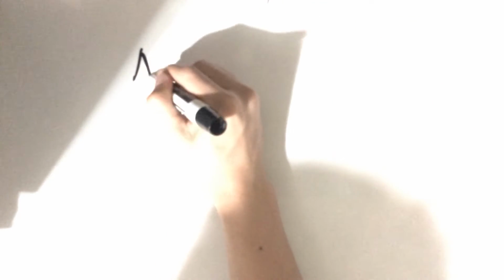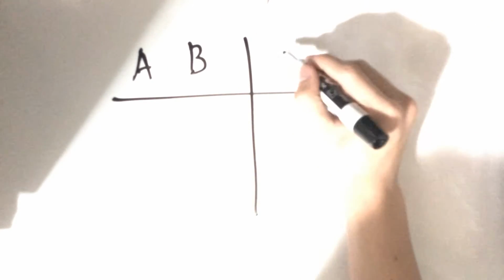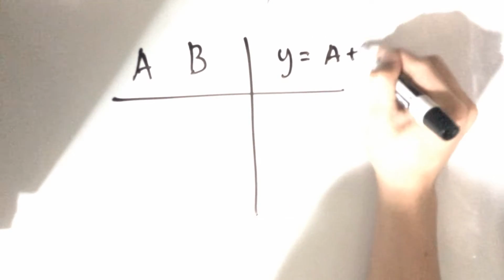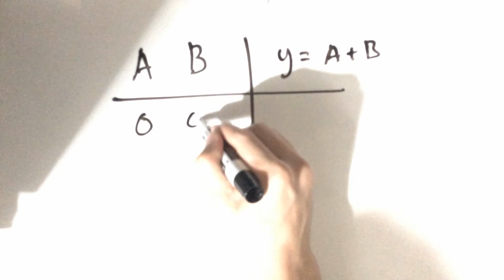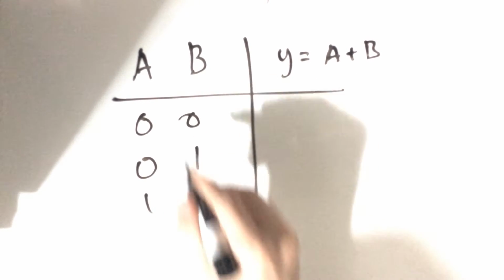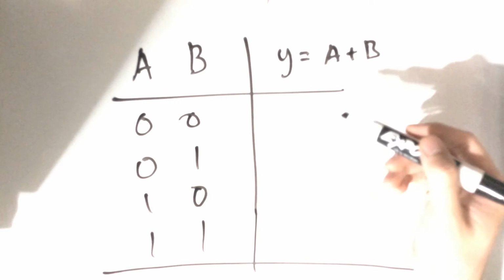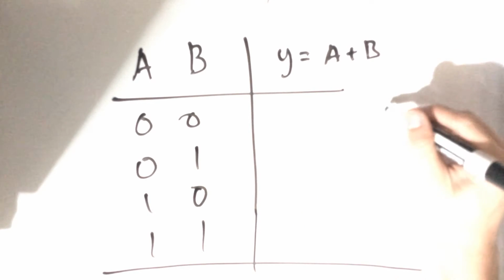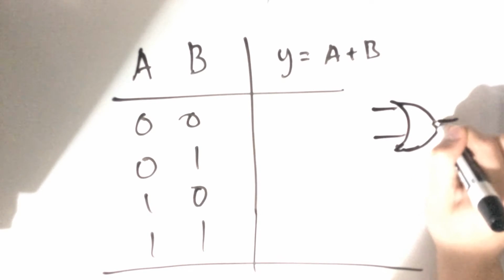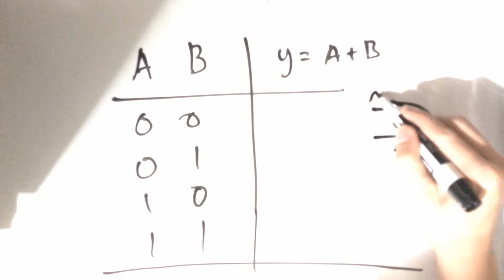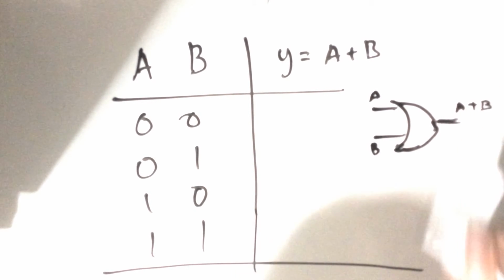So, we have two inputs, A, B, and our output, A plus B, A or B, and let's list all the values for A and B for our input. And what is our output? So I'm going to draw the gate here. So this is what the gate would look like for this truth table. Correct? So we have A, we have B, and this is our A plus B.